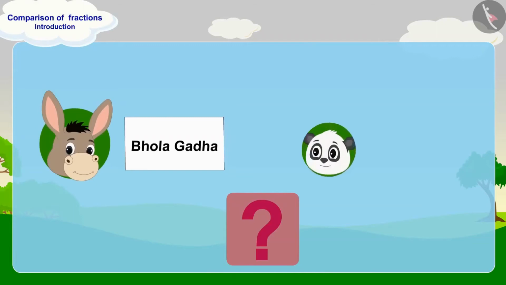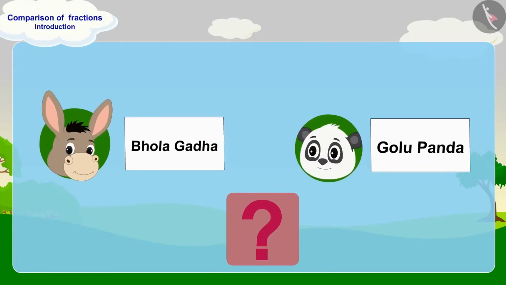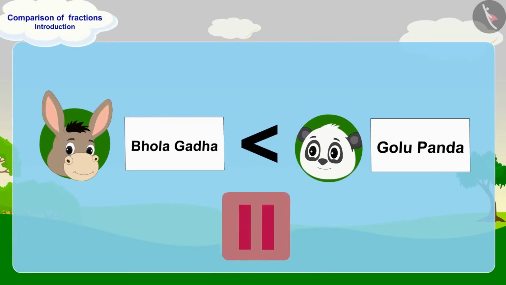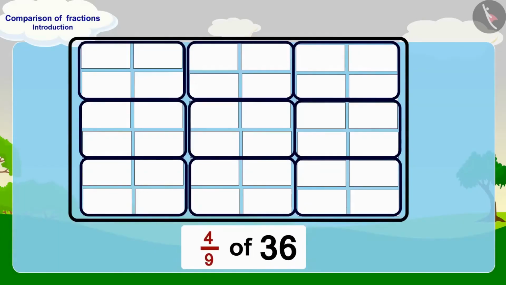Are these more or less than the pieces of paper on which Golu has written his name? You may find the answer to this question by pausing the video. Well done, children. You have found the right answer. Bhola has written his name on 4/9 parts of 36.